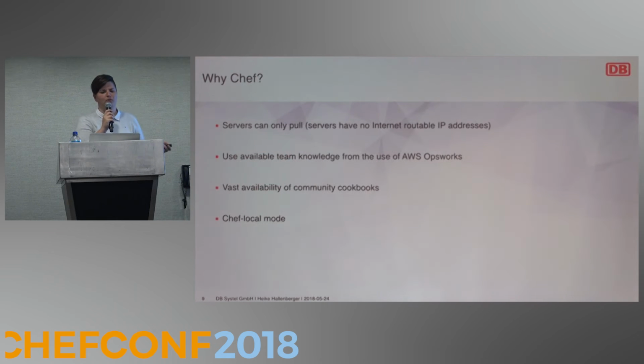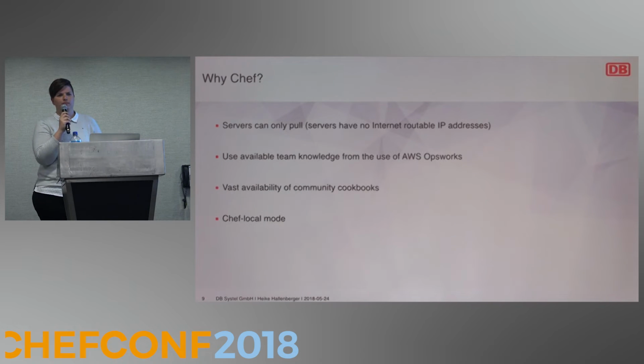That brings me to the next point. Why did we use Chef? Our servers can only pull. It means our platforms don't have routable internet addresses. And Chef and the Chef server, of course, support that mechanism.